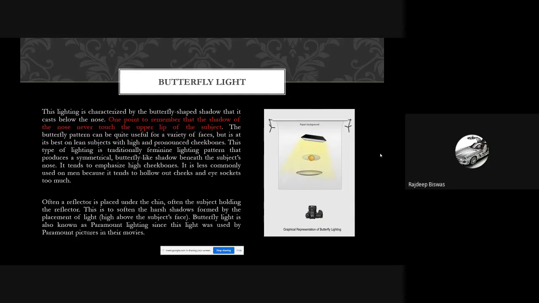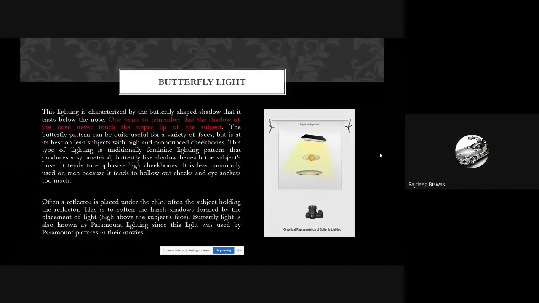Oh, I didn't miss the word upper here. Good. The butterfly pattern can be quite useful for a variety of faces, but it is at its best on lean subjects with high and pronounced cheekbones. This type of lighting is a traditionally feminine lighting pattern that produces a symmetrical butterfly-like shadow beneath the subject's nose. As well as that, it tends to emphasize high cheekbones. It is generally not used for men because it tends to hollow the cheeks and the eye sockets. So it's generally not used for men.